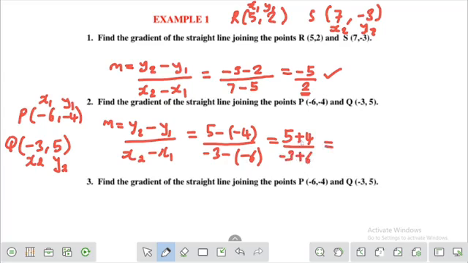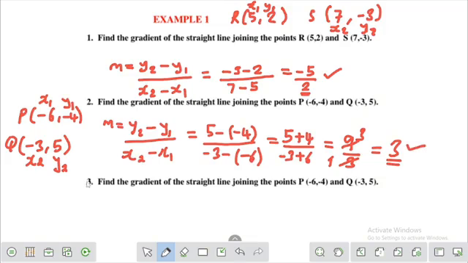So from here, we say 5 plus 4 gives us a 9, over negative 3 plus 6 gives us a 3. So from here, we can say 3, 1, 3 into 9, it's a 3. 1 into 3, you get a 3. So the gradient here was a 3. Okay, so this is our gradient. So we have answered the question 1 and 2.